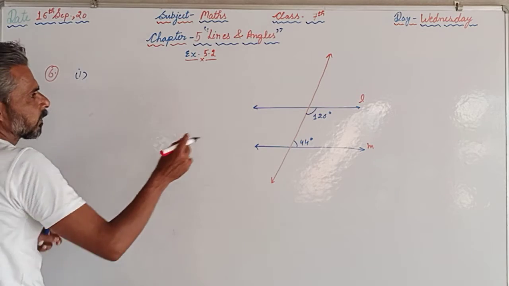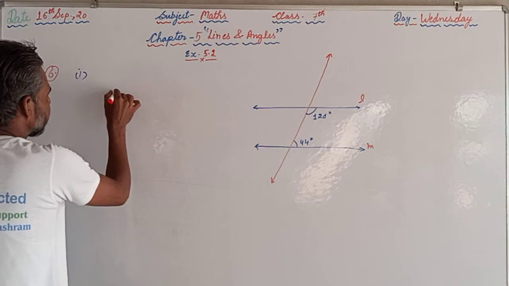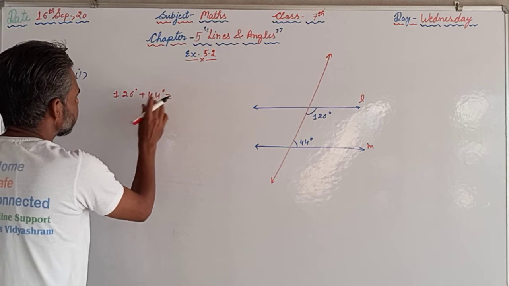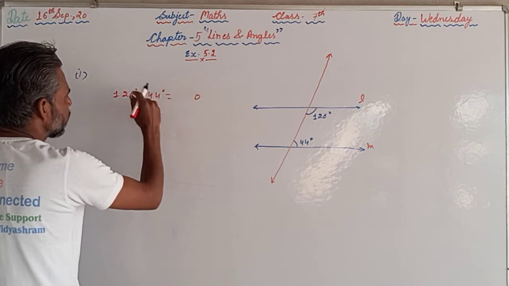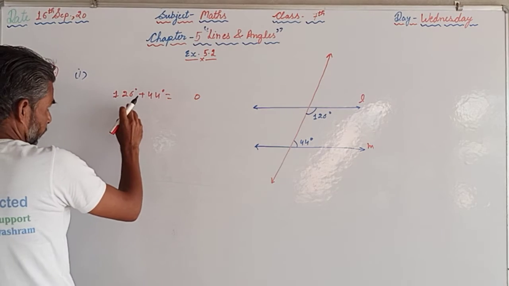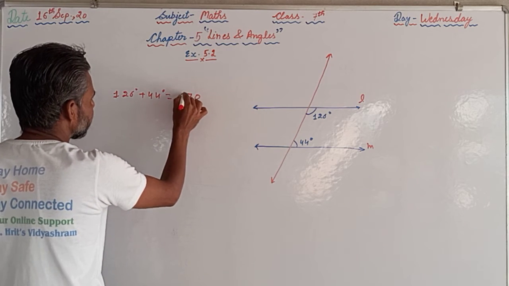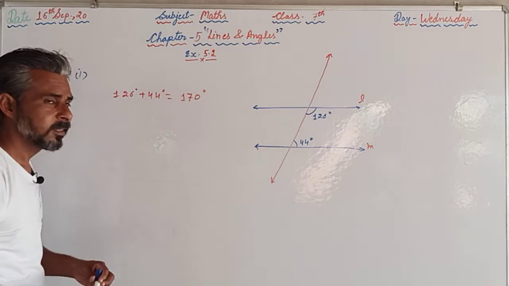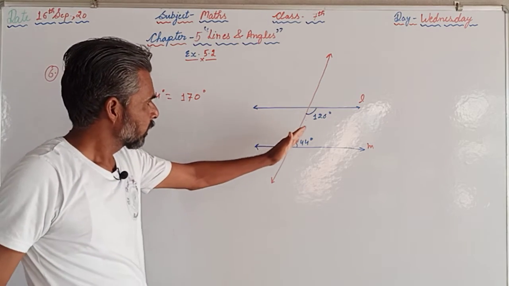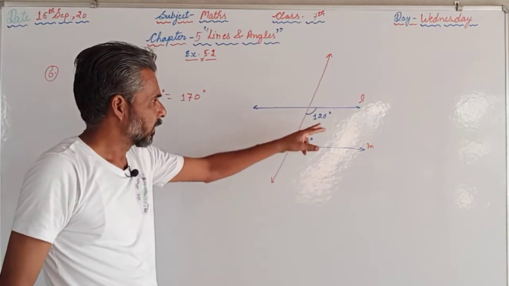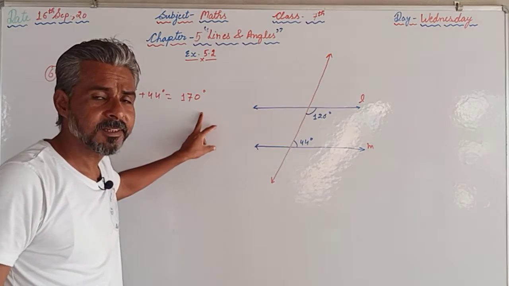So, here we will find the sum of 126 degree plus 44 degree, which is 170 degree. These are the interior angles on the same side of the transversal and their sum is 170 degree.